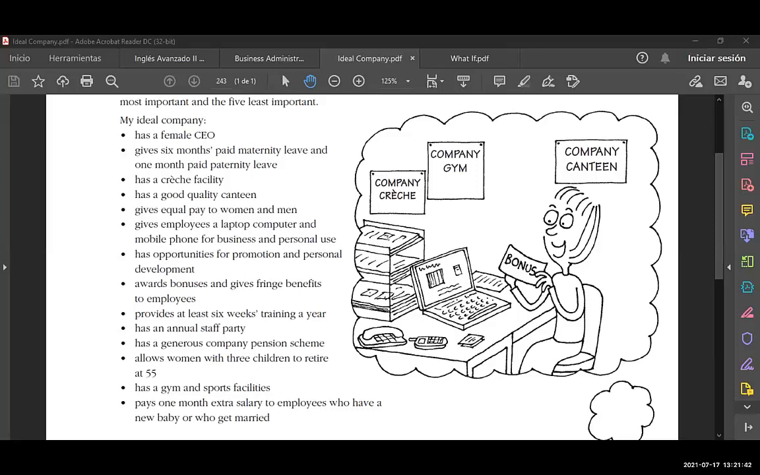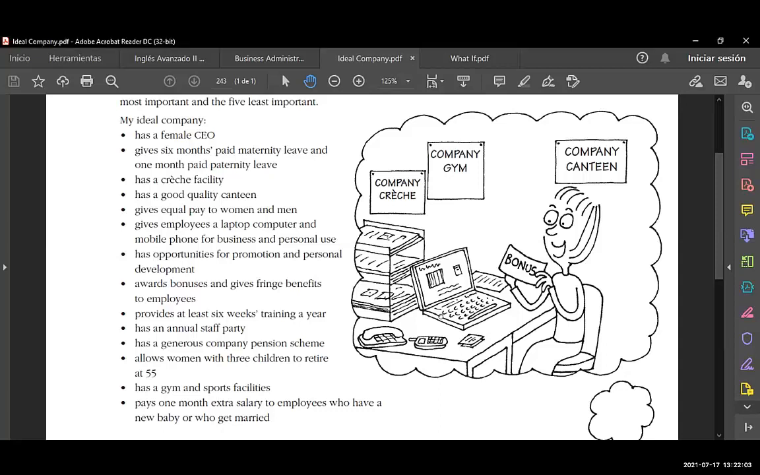Another is has opportunities for promotion and personal development. And the five less important are has a female CEO. I know that actually it's important to know about gender equality, equidad de género. Yes.